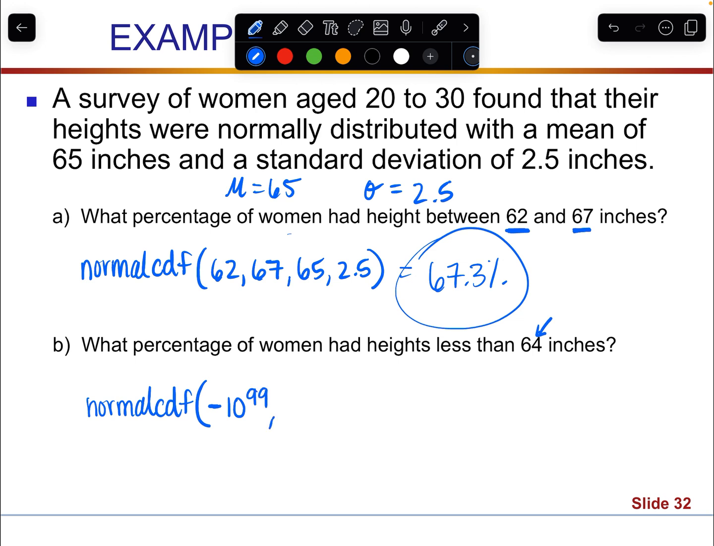You may think, why does it have to be negative, especially since we're talking about heights? But we wanted to ensure that we're taking into account all the area to the left of our upper limit. So I'm going to have negative 10 to the 99. And we'll use this value when we also talk about our upper limit, but positive. But in this case, our upper limit is 64, our mean 65, and our standard deviation is 2.5.